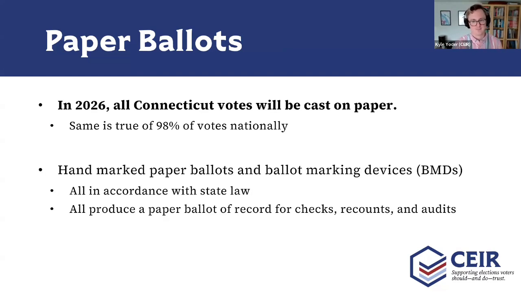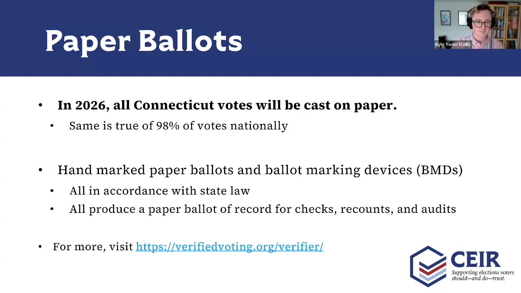But hand-marked paper ballots, ballot marking devices are in use across the state of Connecticut, all in accordance with state law, all producing a paper ballot of record for those checks, for those recounts, for those audits, so that we have a physical piece of paper for every ballot cast, documenting exactly how that ballot was cast, and allowing for further investigation as necessary, for checks as necessary, for auditing as necessary, so that we know at the end of the day that we can trust the count that is announced.